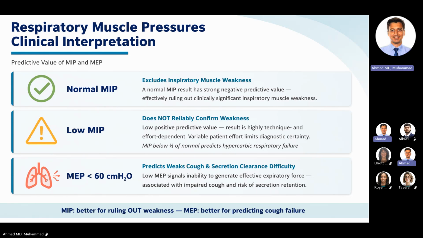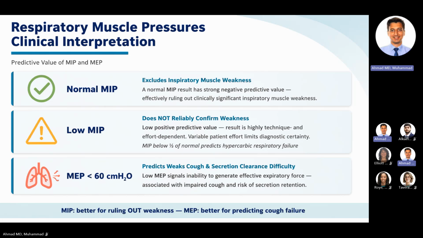If one has a low maximum inspiratory pressure, these individuals need to be monitored. What is the cutoff threshold for a low value? Anything below 1/3 of normal predicts hypercapnic respiratory failure. These patients belong in the intensive care unit.